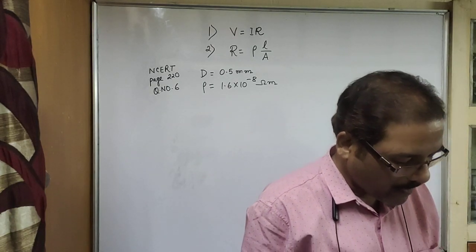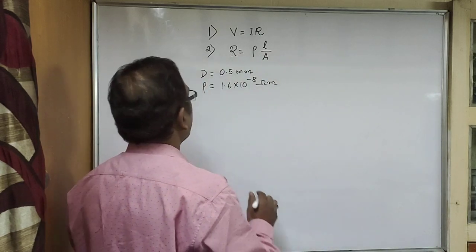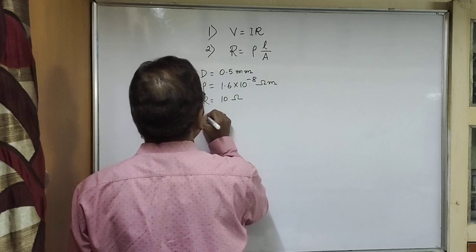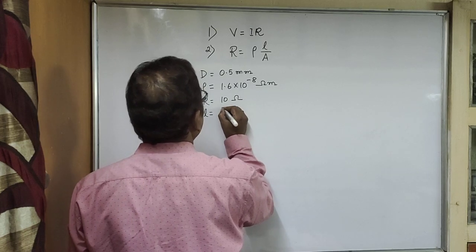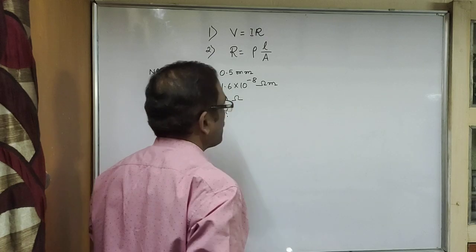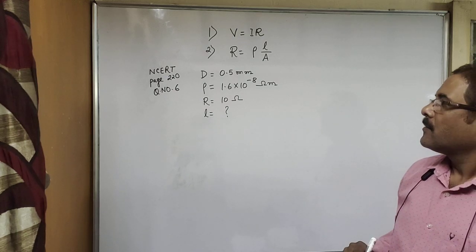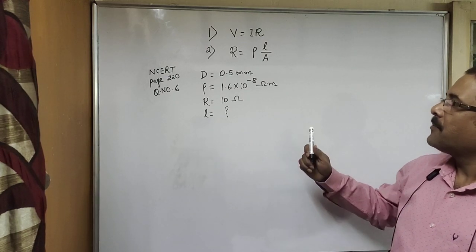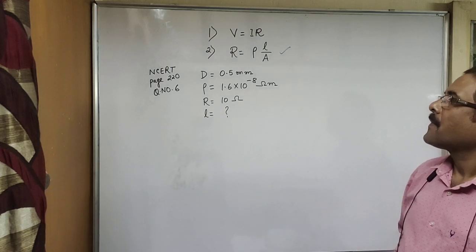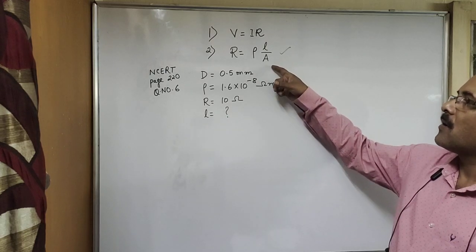What will be the length of this wire to make its resistance 10 ohm? Now, R is also given, 10 ohm, and first you have to calculate length of the wire. So put a question mark against length. We have to use this formula, the second one, to calculate the length of the wire. Now, to calculate length, we should know area of cross section of the wire.